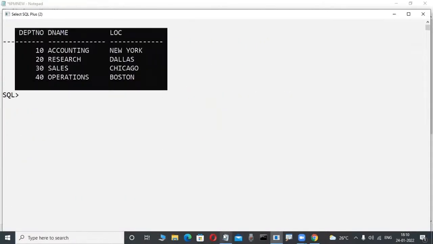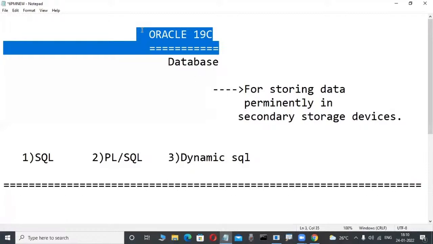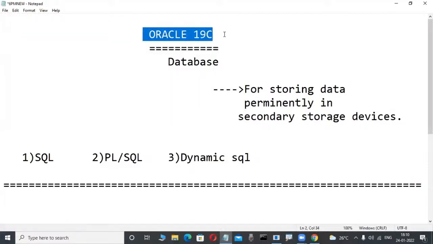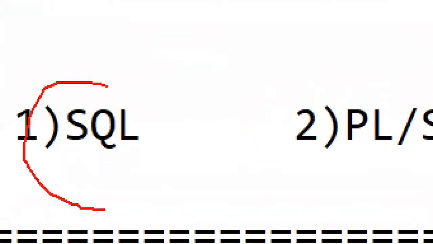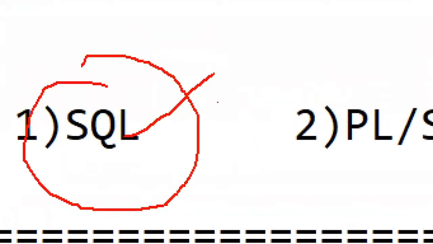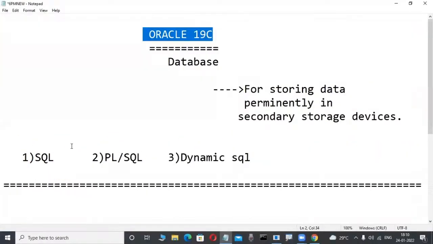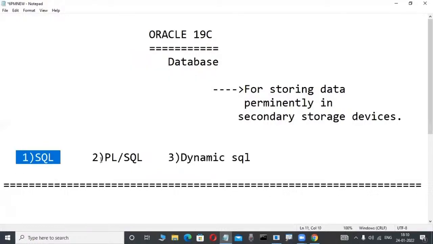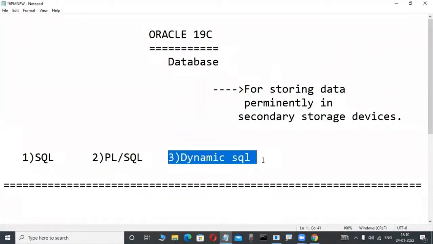Now, for operating it, what do we use? For these types of relational data model products, one universal language is there. What is that? SQL, structured query language. But when operating the Oracle product, not only the SQL language, three languages are there. One is SQL, another is PLSQL, procedural language extension for SQL. Another one is dynamic SQL.